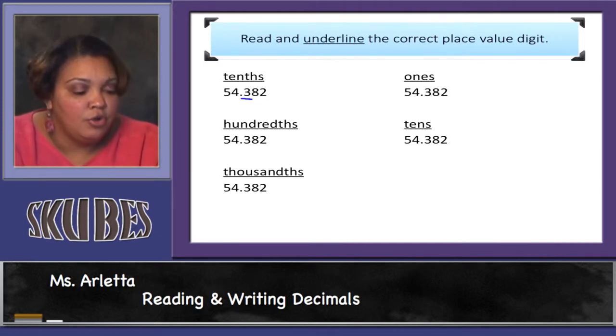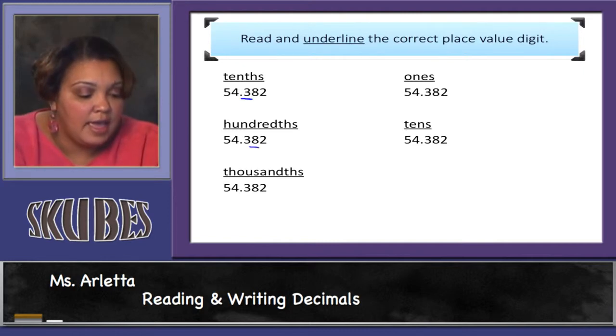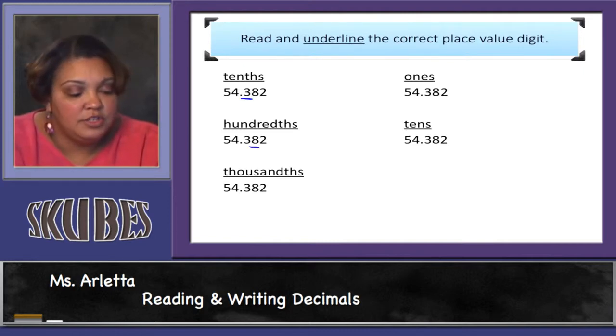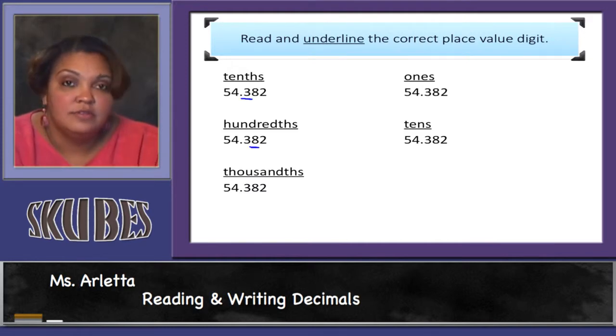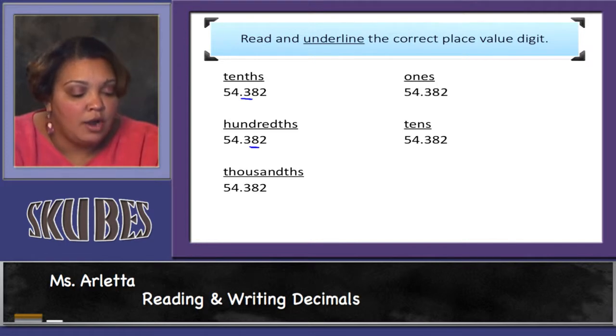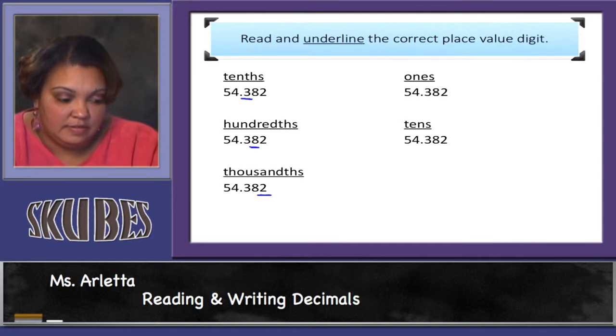54.382 again, and your hundredths place would be the 8. 3 is your tenths, 8 is your hundredths, and 2 is your thousandths. And with that being said, right underneath here, we know our 2 should be underlined because that is in the thousandths place. Over to the right here, the ones place.